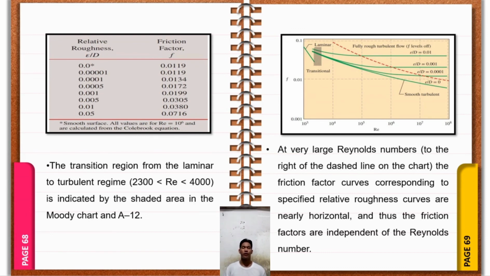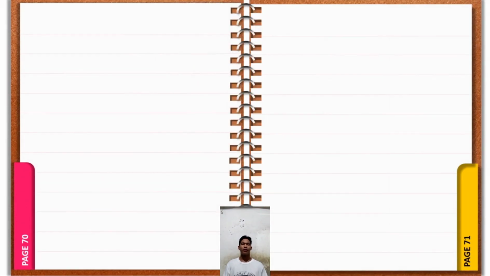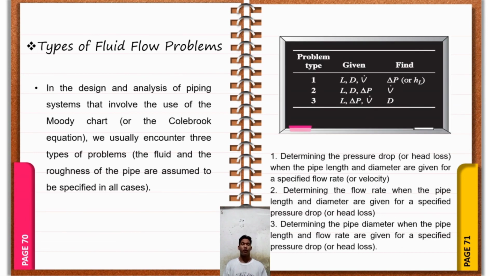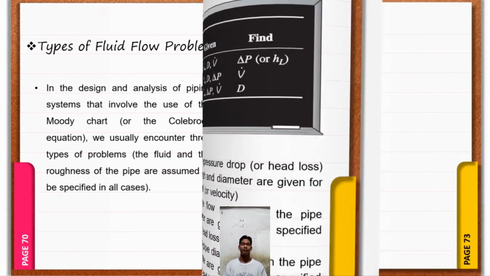To avoid tedious iterations in head loss, flow rate, and diameter calculations, Swamee and Jain proposed the following relation in 1976 that are accurate within 2% of the Moody chart. These are the types of fluid flow problems. Number 1. Determining the pressure drop or head loss when the pipe length and diameter are given for a specified flow rate. Number 2. Determining the flow rate when the pipe length and diameter are given for a specified pressure drop. And lastly, determining the pipe diameter when the pipe length and flow rate are given for a specified pressure drop.